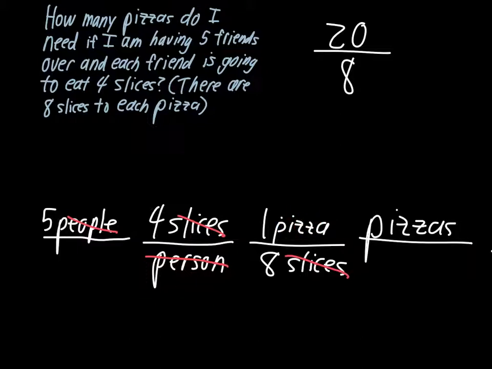8 doesn't go into 20 evenly. But if you only bought 2 pizzas, for example, that would give you 16 slices of pizza. That wouldn't be enough for all of your friends. So in this case, we have to go up to the next highest number. If we were to order 3 pizzas, that would give us 24 slices. That at least gets you to your minimum of 20. So in order to have enough pizza for all of your friends, you would ultimately need to order 3 pizzas.